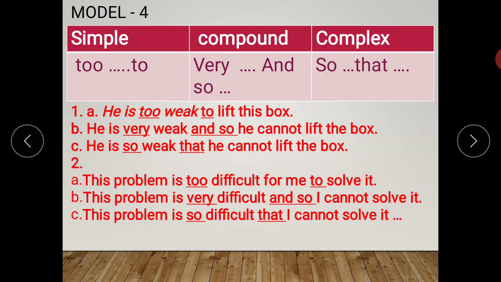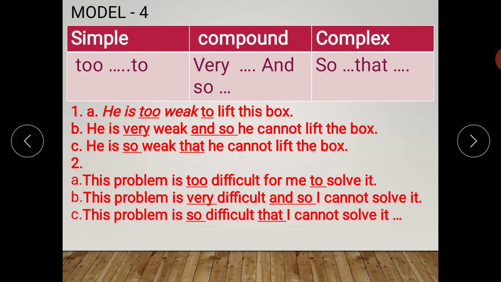This problem is too difficult for me to solve it. So here, this problem is too difficult. Here, this is the main clause. Which sentence is it? Simple sentence. That's good. Okay, but instead of to lift this box, here it starts with to solve it, but there is another word, for me. Does it bring any change in transforming into a compound sentence?